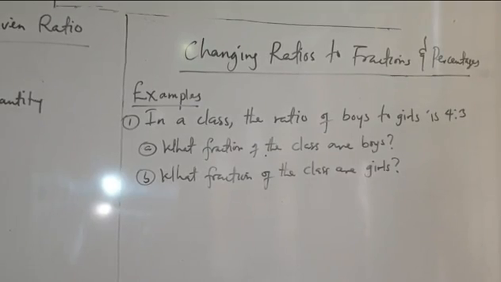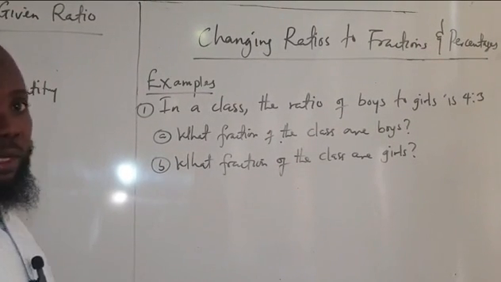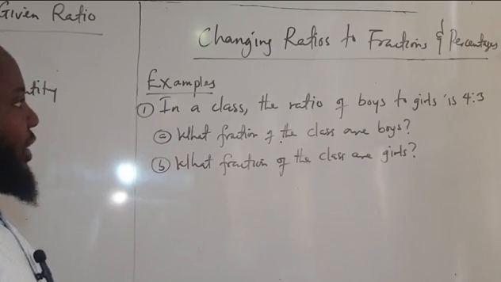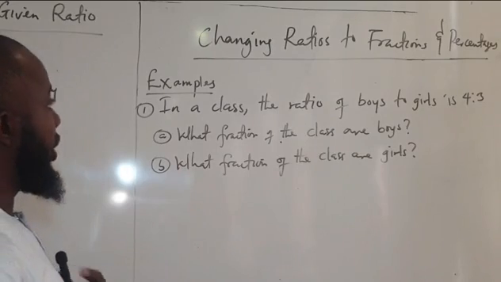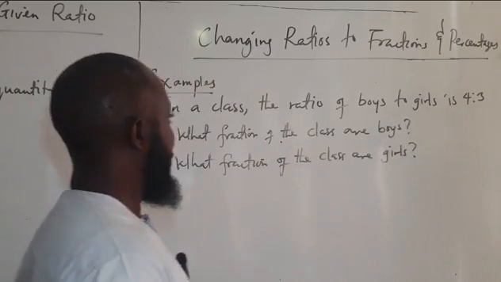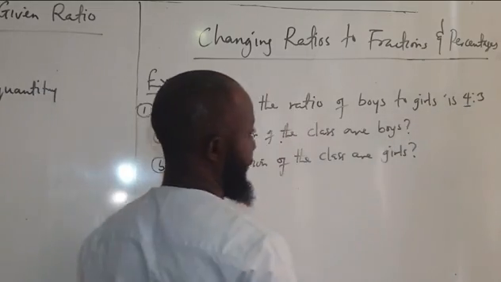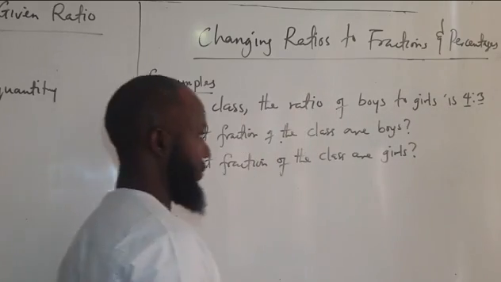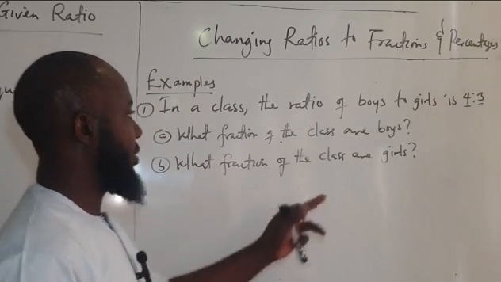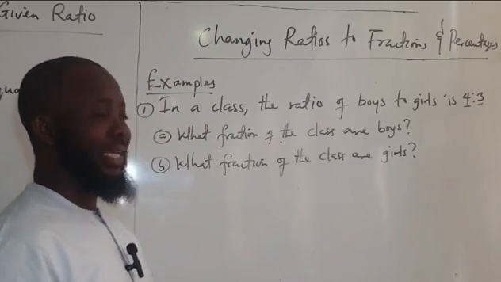We want to learn how to change ratios to fractions in this aspect, so we are going to do that with these examples. In a class, the ratio of boys to girls is 4 to 3. What that implies is that boys are 4 and girls are 3. The question now is: what fraction of the class are boys? And second, what fraction of the class are girls?